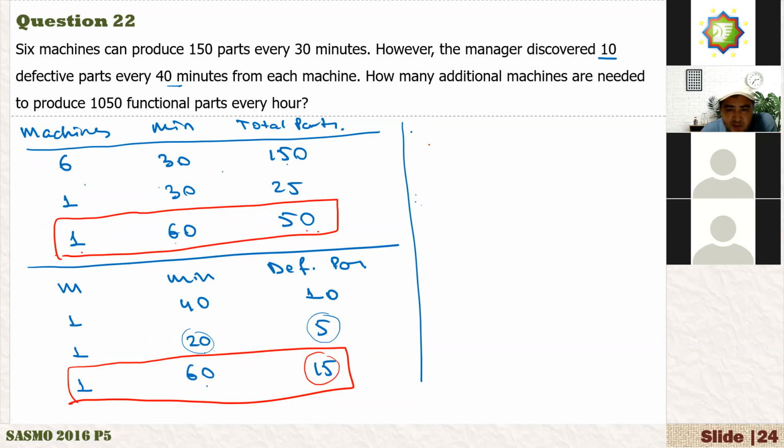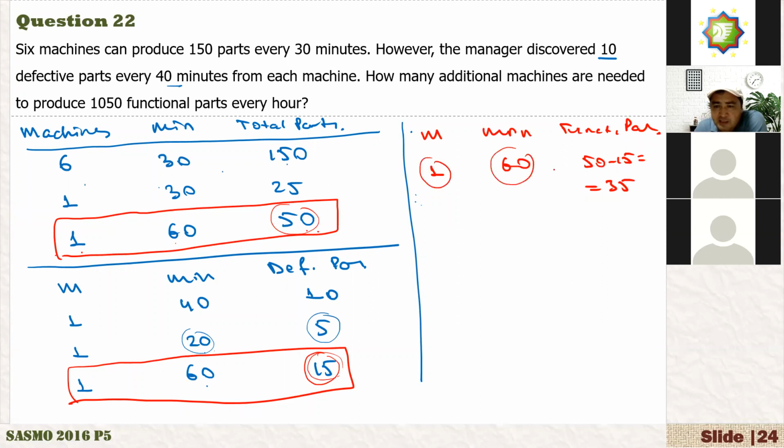So here we have functional parts. Let me just write here the machine, minutes, okay? Then here we have functional parts. One machine in 60 minutes, the difference: 50 are produced and 15 of them are not good. So that is 50 minus 15. The functional one is 35. That means one machine in 60 minutes produces 35 functional parts because 15 of them are defective.